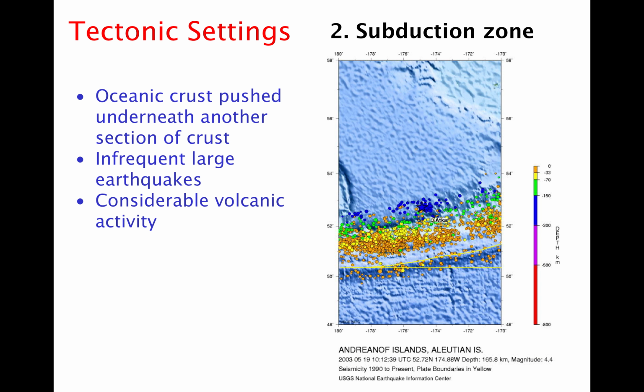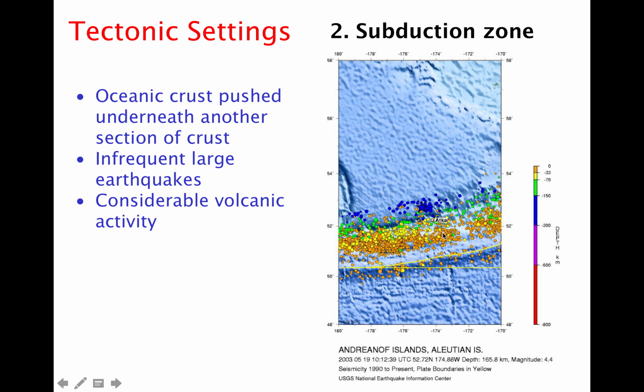The second one is the subduction zone. Again, as I mentioned earlier, this is where the oceanic crust is pushed underneath another section of the crust, which could also be an oceanic crust. This is showing the earthquake activity in oceanic crust here, in the Aleutian Islands. There are a lot of shallow earthquakes, but also some deep earthquakes here. And this is also a major reason for considerable volcanic activity.